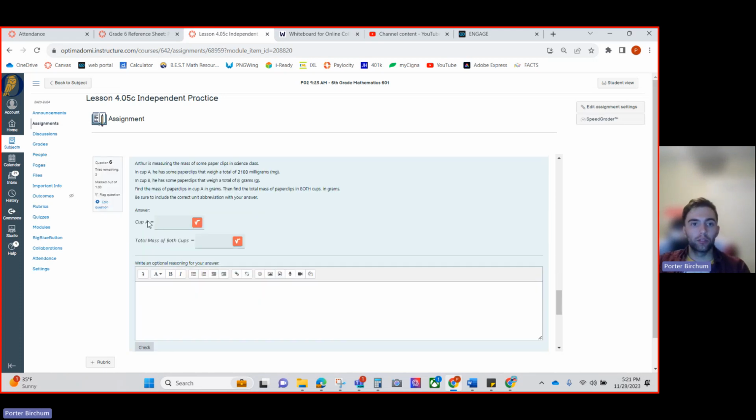Question 6, 2 questions left. Arthur is measuring the mass of some paper clips in science class. In cup A, he has some paper clips that weigh a total of 2,100 milligrams. In cup B, he has some paper clips that weigh a total of 8 grams. Find the mass of the paper clips in cup A in grams. Find the total mass of the paper clips in grams. Be sure to include the correct unit abbreviation in your answer.